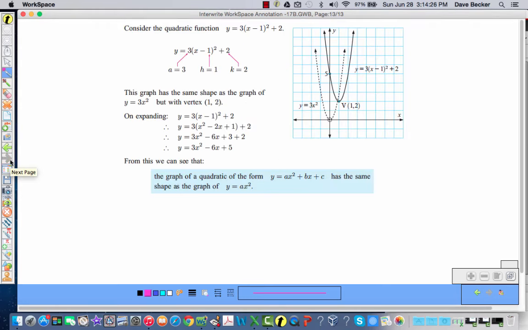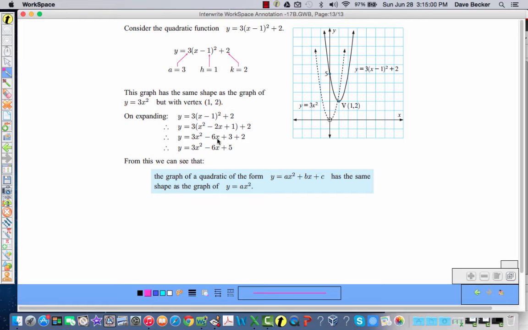Okay, last, just a summary here. You might want to pause it and go through this. If we look at this quadratic function, and here's the graph, here's the graph of y equals 3x squared, and then here's the graph of y equals 3 times (x minus 1) quantity squared, plus 2. This graph has the same shape as 3x squared. It's just translated with a vertex of (1, 2).